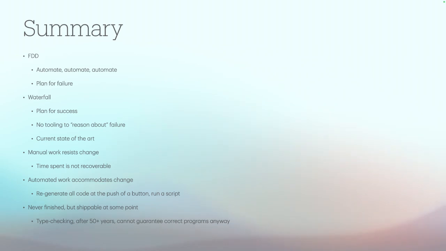Software is never truly finished. It just becomes shippable at some point. Type checking does not guarantee correct programs because it leaves out the iterative learning, design phase. Assume that you will need to change your mind. Use machines to help you change your mind instead of resisting change.